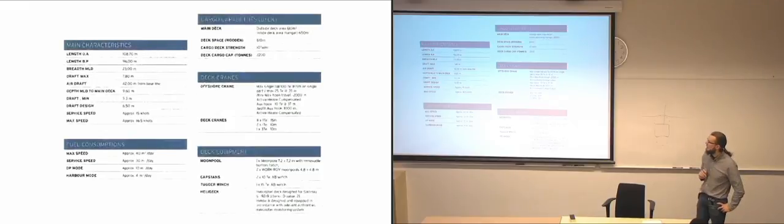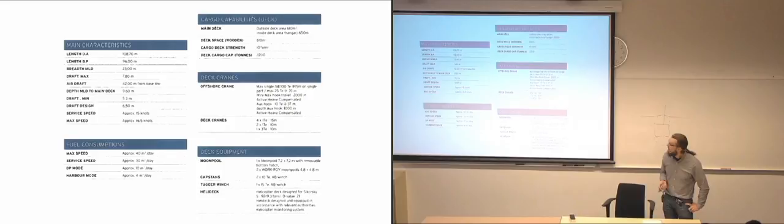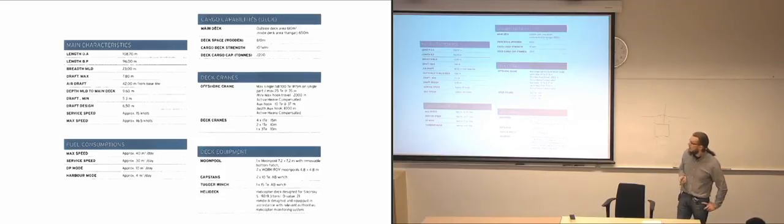Then we have a couple more things there, main characteristics, just some lengths and sizes. So you can see it's slightly smaller than the diving vessel we were looking at. So almost 110. The diving vessel was 120. And approximately the same width as it. Almost 8 meters of maximum draft.